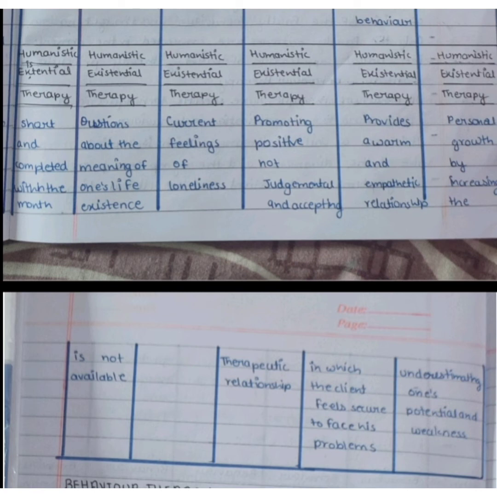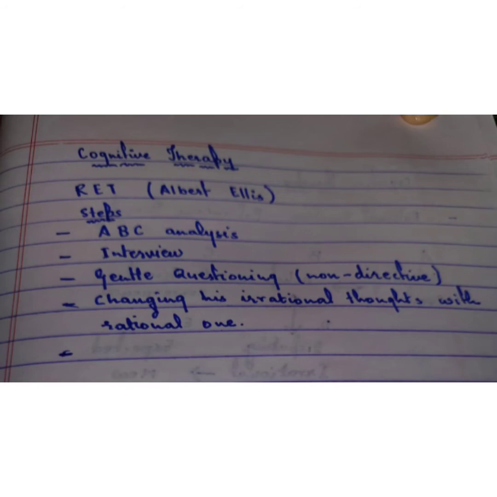Apart from this, as I told you, you have to prepare Carl Rogers' approach and Viktor Frankl's approach for these two humanistic existential therapies. Now let's see cognitive therapy. Just from the point of view of revision, let me make it a little faster. In this you have to discuss two therapies: RET, that is rational emotive therapy of Albert Ellis, and Aaron Beck's cognitive therapy. So first let me discuss rational emotive therapy.